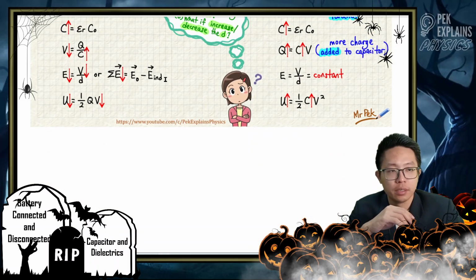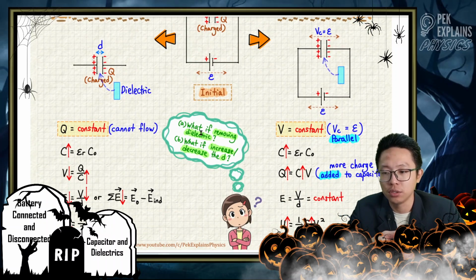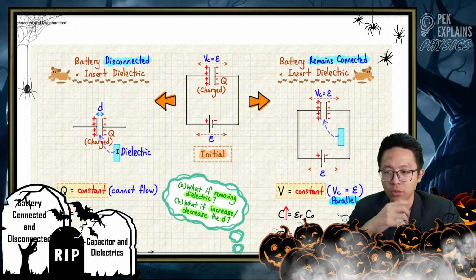We see what happens to the other quantities: the charge, voltage, electric field, the capacitance, and the potential energy stored in the capacitor. If we make some changes, like removing the dielectric, increasing or decreasing the distance, or inserting the dielectric, under these two conditions, the battery disconnected or remaining connected.